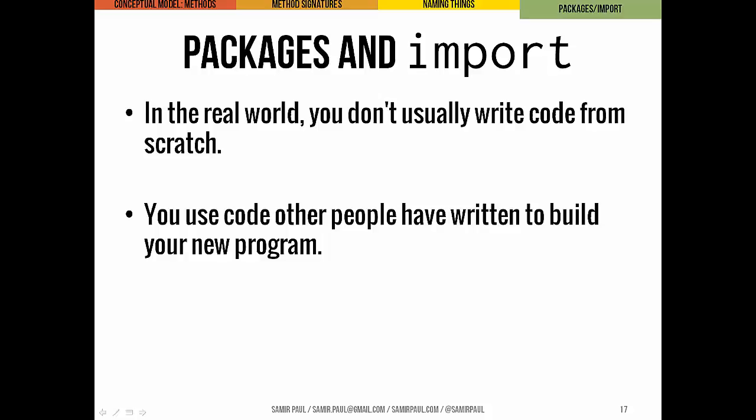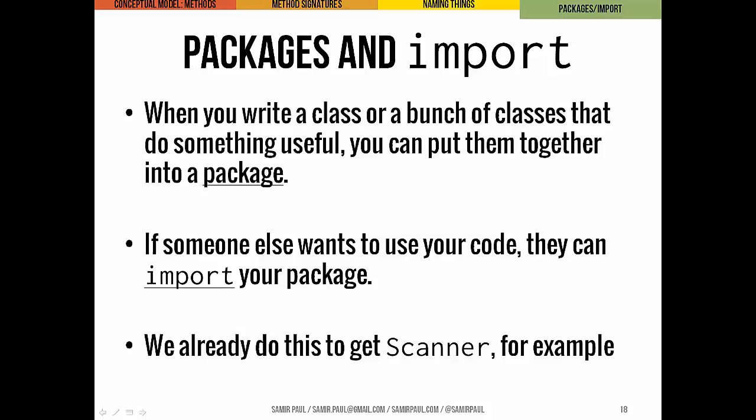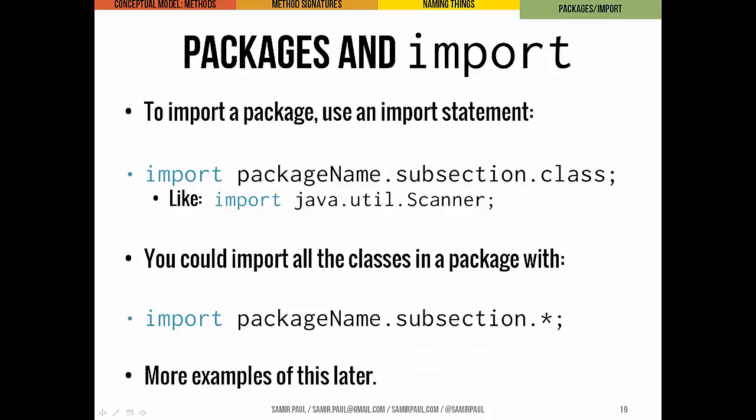Now, last thing for today, in the real world, you don't actually write all your code from scratch. You're going to use stuff that other people have written, and so we want to know how we can import classes or code that other people have written so that we can use them. We've already done this a little bit. You've seen that we have to import the Scanner class, but essentially, when we have a bunch of classes that are related to each other and are useful in some way, we can put them in a package together and import that package into new code that we're writing.